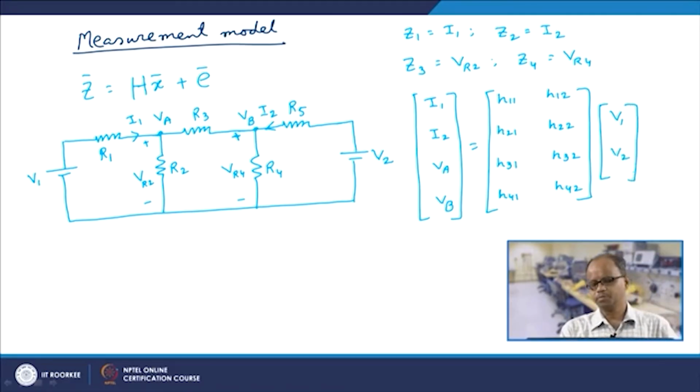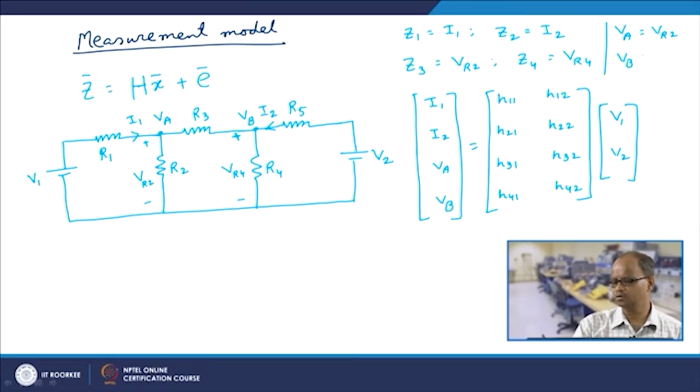So, we have to now express I1 in terms of V1 and V2. So, we have to now essentially find out these coefficients H11, H22 and all these 8 coefficients from the circuit analysis. And here of course, we note that VA is equal to VR2 and VB is equal to VR4, that we note. So, now to do this, how to do this?